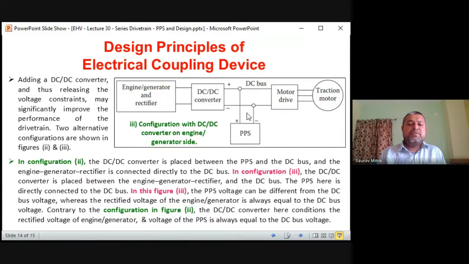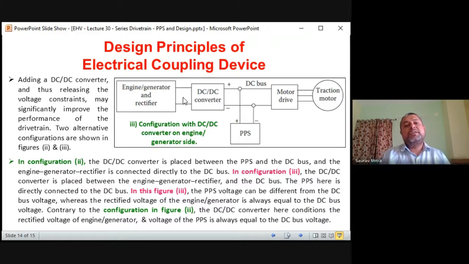Okay, so DC bus voltage and PPS voltage do not necessarily have to be the same. PPS voltage can be different from the DC bus voltage, where the rectifier voltage of the engine generator is always equal to the DC bus voltage. Contrary to the configuration in point 2, the DC to DC converter here conditions the rectifier voltage, and the voltage of PPS is always equal to the DC bus voltage.